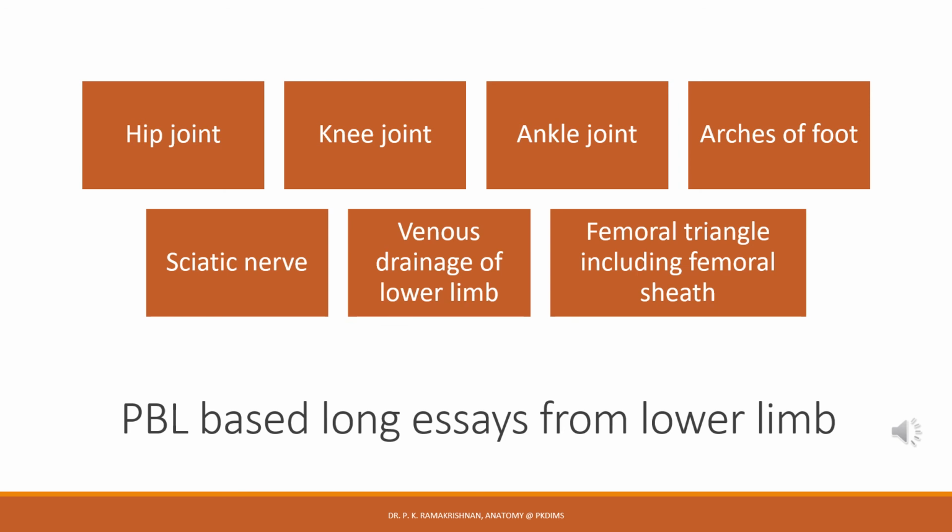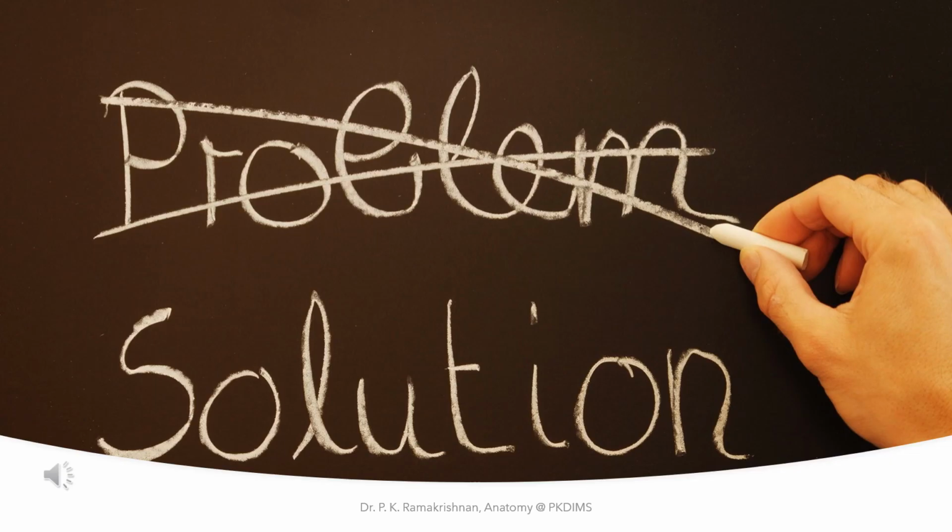Hip joint, knee joint, ankle joint, the arches of foot, sciatic nerve, the venous drainage of lower limb, and femoral triangle, including the femoral sheath. So in this class, we have discussed the different case scenario based problems of the lower limb, and in the next class, we'll try to see their solutions.